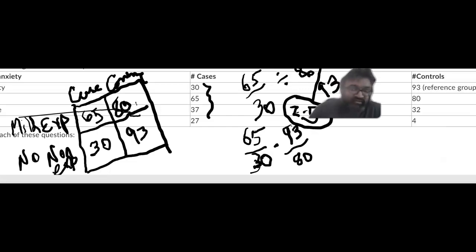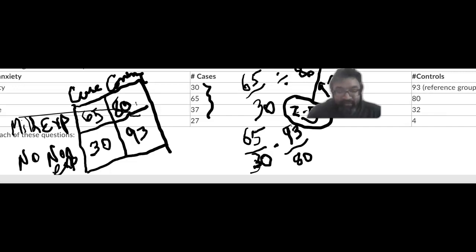So just reiterating what I went over. The first thing that you want to make sure is that this 2x2 table is set up accurately. So you have exposure versus non-exposure, and then cases versus control. So you have mild exposure cases, and that's 65. Mild exposure controls, that is 80. And then non-exposure cases 30. And then non-exposure controls is 93.